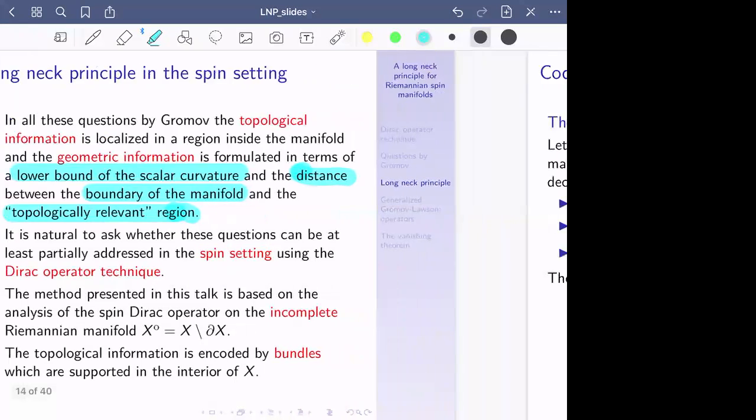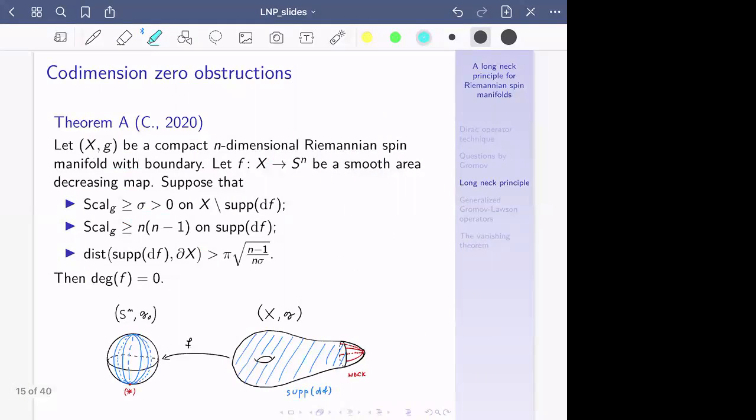Okay, so first of all, let me state the main results, and then I will outline the analytic machinery used to obtain this result. So for the first theorem, we suppose that X is a compact n-dimensional Riemannian spin manifold with boundary, and we let F be a smooth area decreasing map from the manifold X into the round sphere of the same dimension.